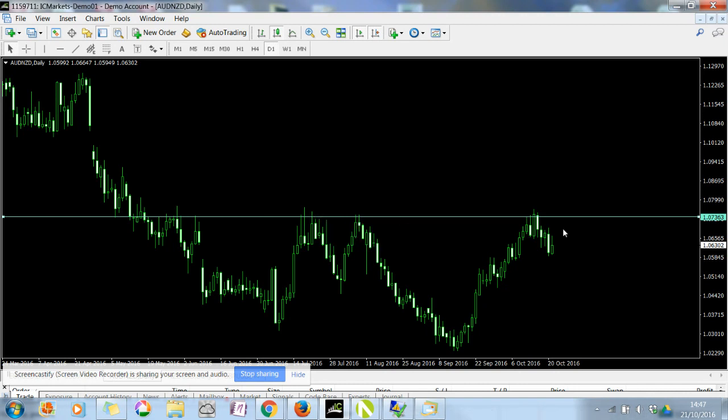They're called support and resistance lines. So you can see this is resistance, hit it, come back, hit it, resistance, come back, hit it, resistance.